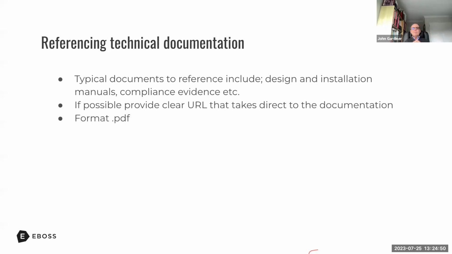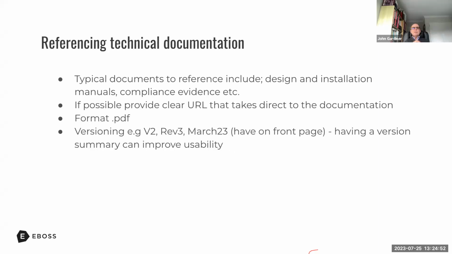Right, so let's just move on now to some of the good practice information around referencing the technical documentation. So, there is the scope within the BPIR requirements. They allude to referencing supporting information. Some of the stuff could be the design and installation manuals I've talked about before, and your compliance evidence that you're wanting to make available. So that's the sort of information we're talking about here.